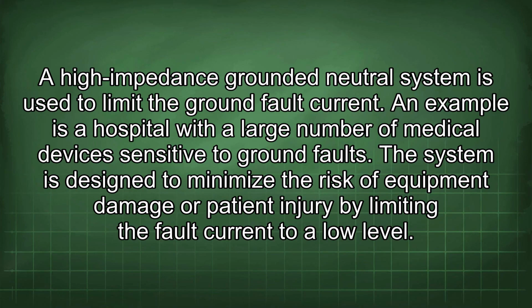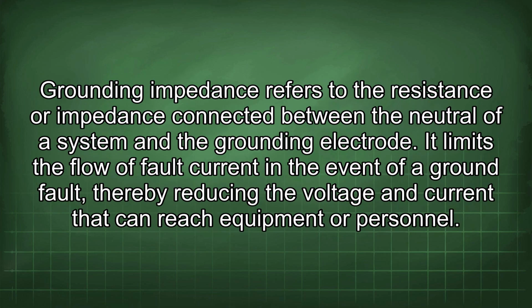A high-impedance grounded neutral system is used to limit the ground fault current. An example is a hospital with a large number of medical devices sensitive to ground faults. The system is designed to minimize the risk of equipment damage or patient injury by limiting the fault current to a low level. Grounding impedance refers to the resistance or impedance connected between the neutral of a system and the grounding electrode. It limits the flow of fault current in the event of a ground fault, thereby reducing the voltage and current that can reach equipment or personnel.